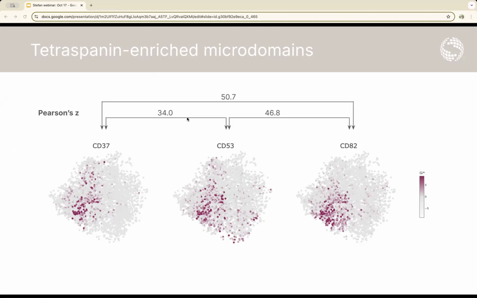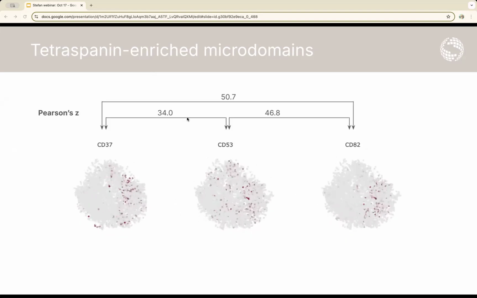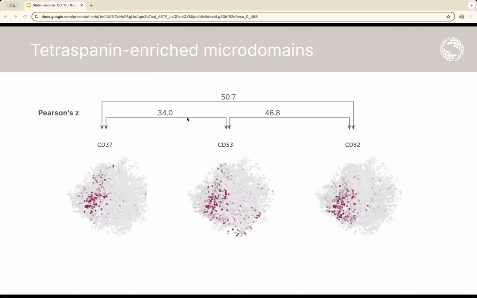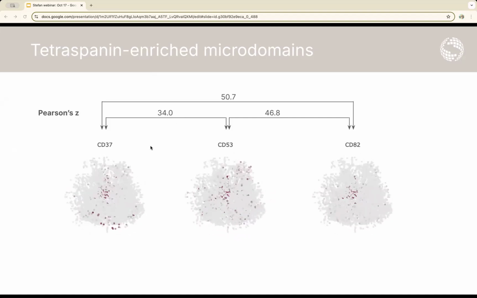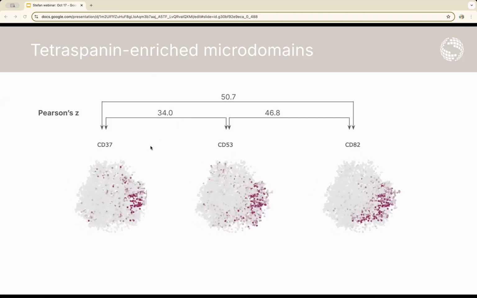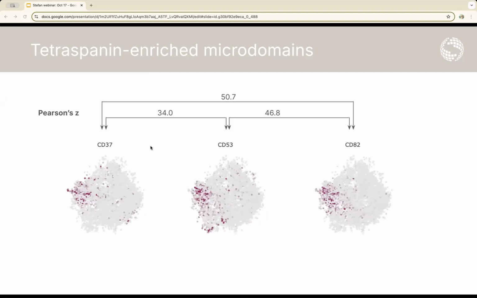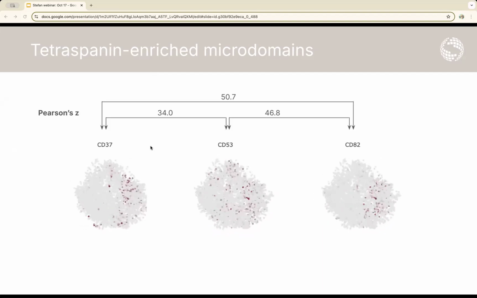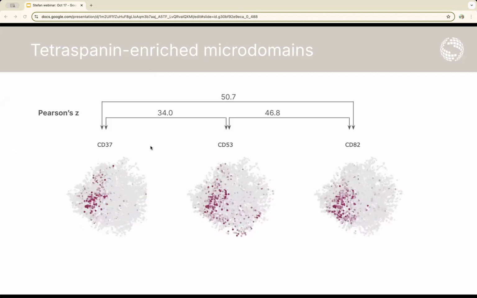And again, those structures being three-dimensional, we can look at them from all angles, so we can spin them around and inspect closely what is happening and where exactly they are being clustered and focused on the cell surface.